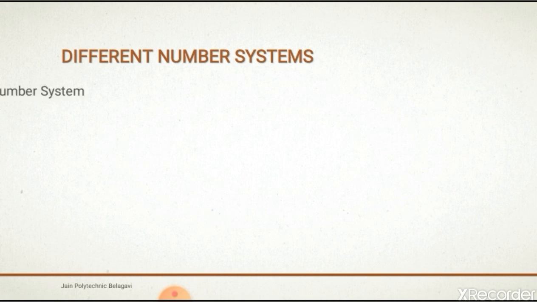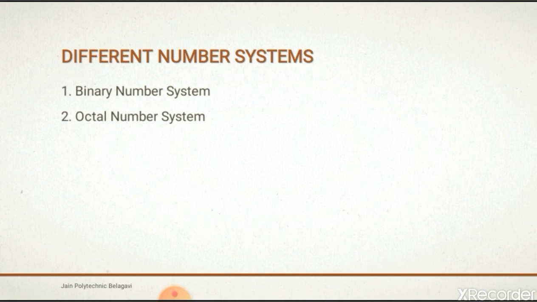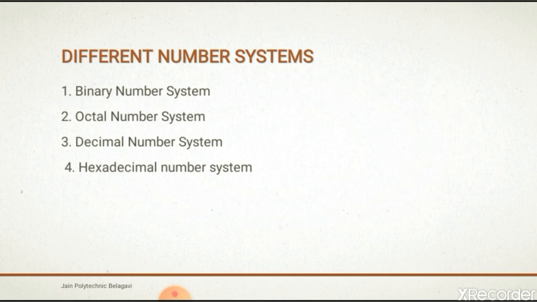Different number systems. First one is binary number system, second one is octal number system, third one is decimal number system, fourth one is hexadecimal number system.